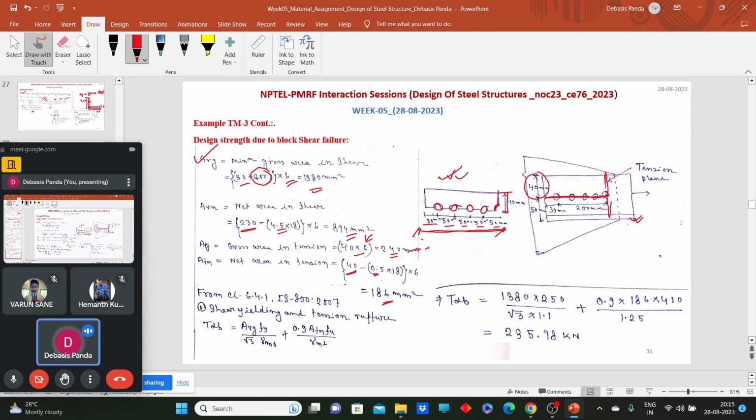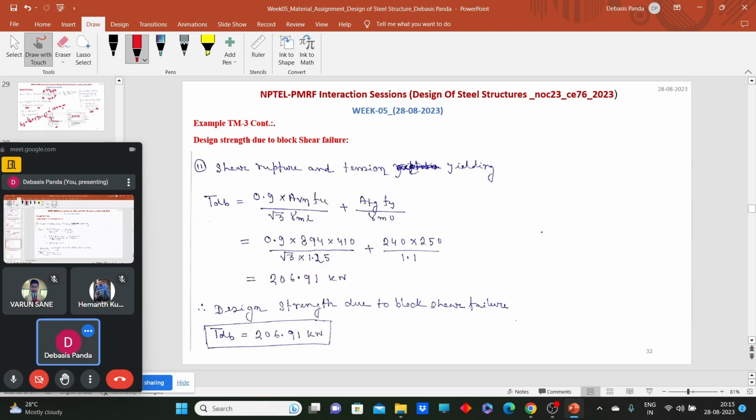Now just put these into the equations: shear yielding and tension rupture, and tension yielding and shear rupture. First, shear yielding and tension rupture. If we plug all these values into this equation, the TDB, or more precisely TDB1, comes as 235.98 kilonewton. Now for the other case, shear rupture and tension yielding, that TDB2 we can write as 0.9. Look at this shear plane. We have considered the rupture along the shear plane and yielding along the tension plane. So if we plug in all these values, this comes as 206.